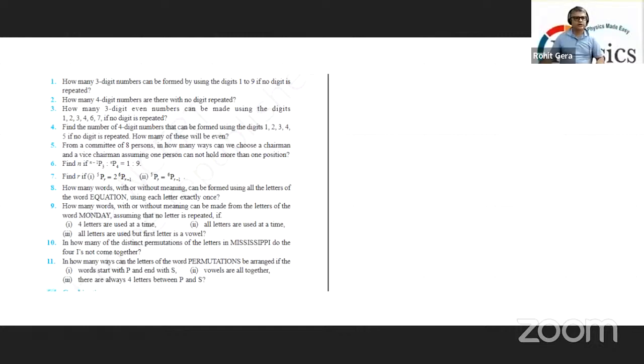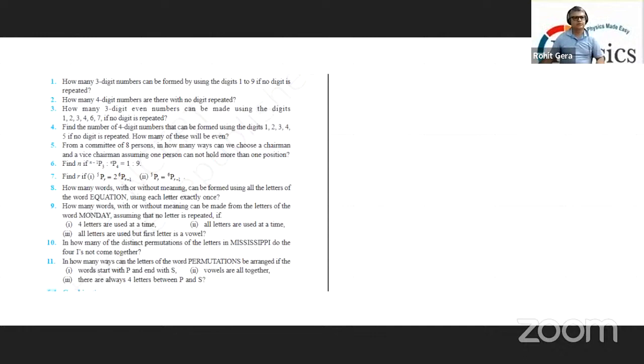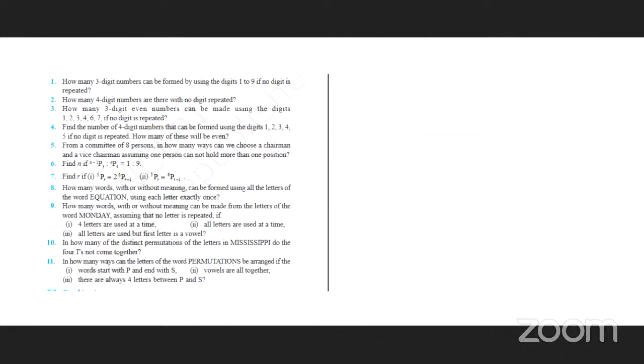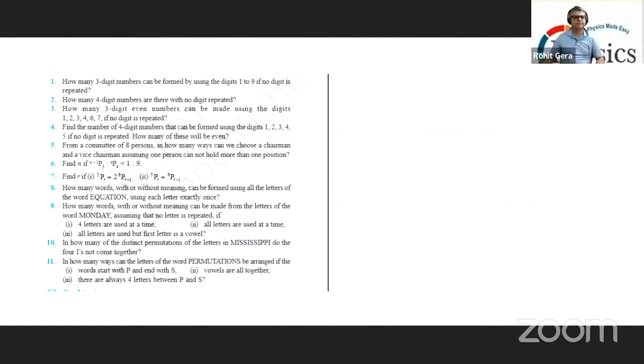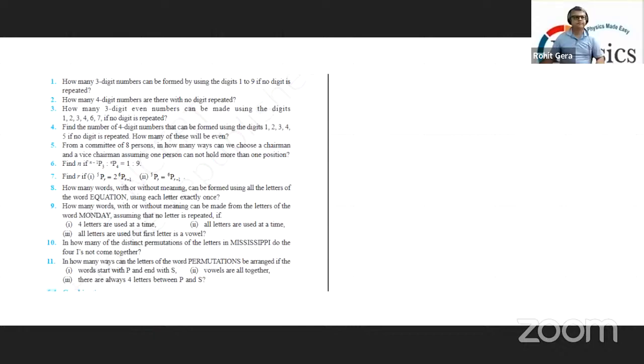All right, so let's start with the first. Start doing them, and then we will do some practice on some advanced questions. Sir, the answer to the first one is 9 into 8 into 7, that is 9P3, if no digit is repeated.